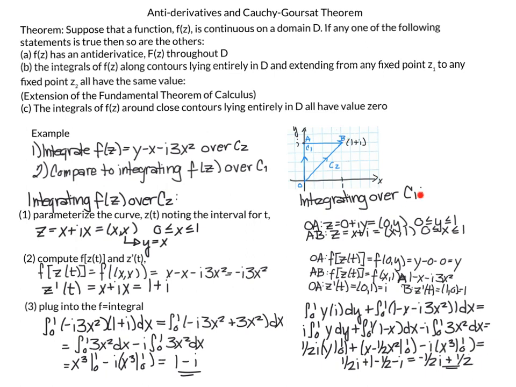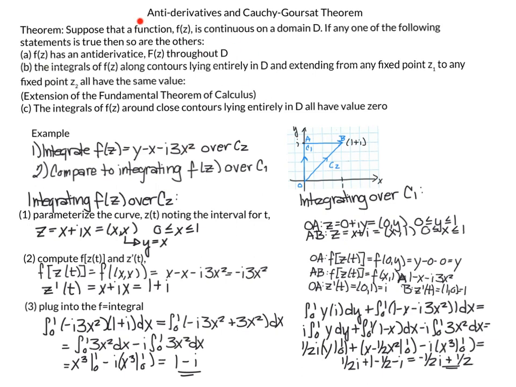And then we integrated over C1, and C1 was this path from 0 to i, and then from i to 1 plus i. And for the two integrals, we got different solutions. So it was not the case that the value of the integral just depended on the endpoints 0 and 1 plus i. It depended on the path.